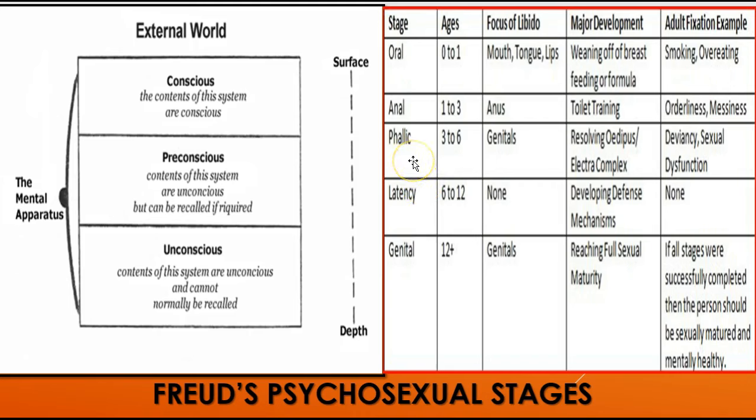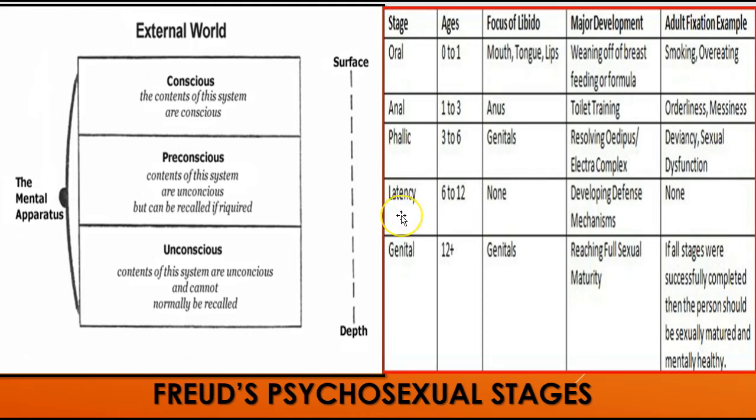Then after the anal stage is the phallic stage, ages 3 to 6. Then they are fixated on the genitals, resolving the Oedipus and the Electra complex. And we'll talk more about that as well. And they will become fixated, become sexually deviant, and become dysfunctional if they don't resolve this area.